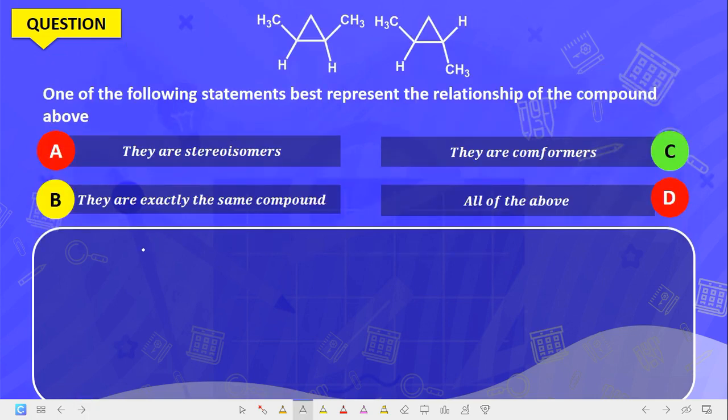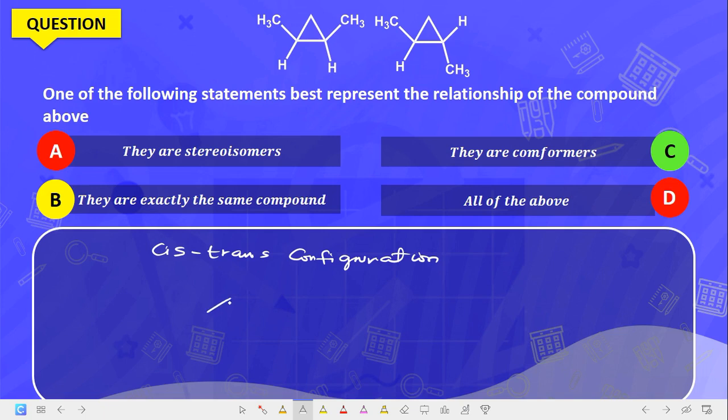Now, which one of the following statements best describes the relationship of the compounds above? They are stereoisomers, they are conformers, they are exactly the same compound, or all of the above. These compounds are stereoisomers because they are geometric isomers which have the cis and the trans configuration. Now which of them is cis and which of them is trans?